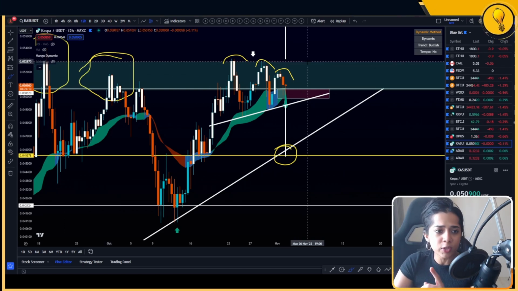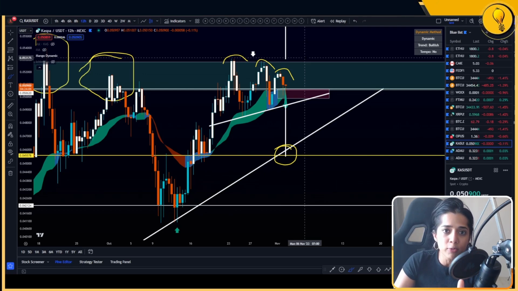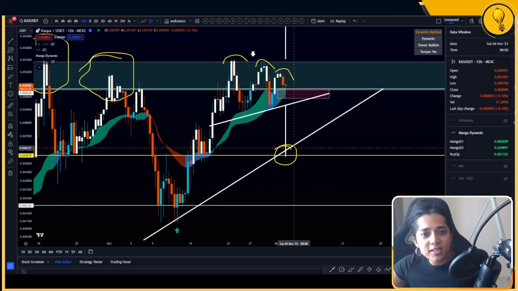On the top side, we're looking for a pump to the upside. Look for 0.0529 to be reclaimed. I'm looking for a 2-day candle close over that level. 2-day candle close over that level. Alrighty, so this is the update on Kaspa.